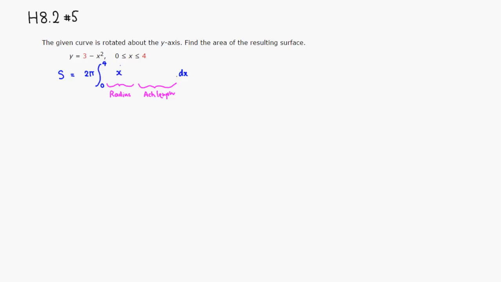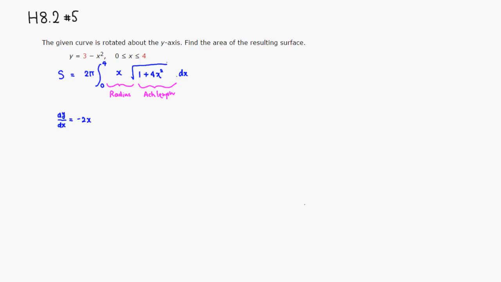Then the arc length is going to be the square root of 1 plus the derivative squared, so we just have to find a derivative. dy over dx is equal to, the derivative of 3 is 0, the derivative of negative x squared would be negative 2x. We can just square that, so that's going to be 4x squared.